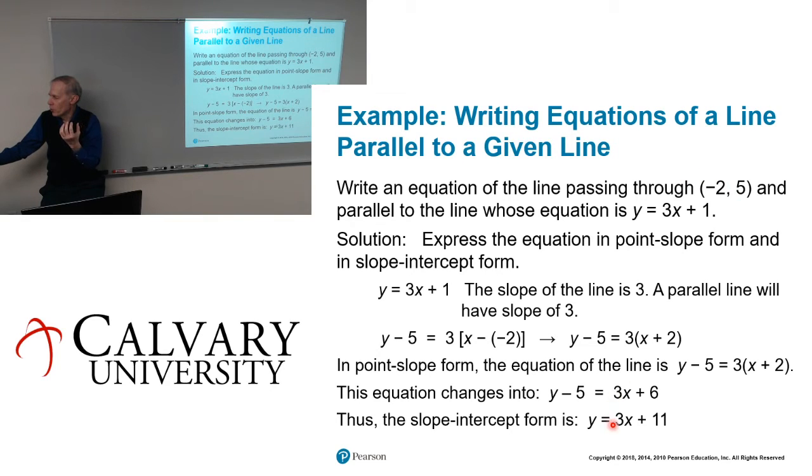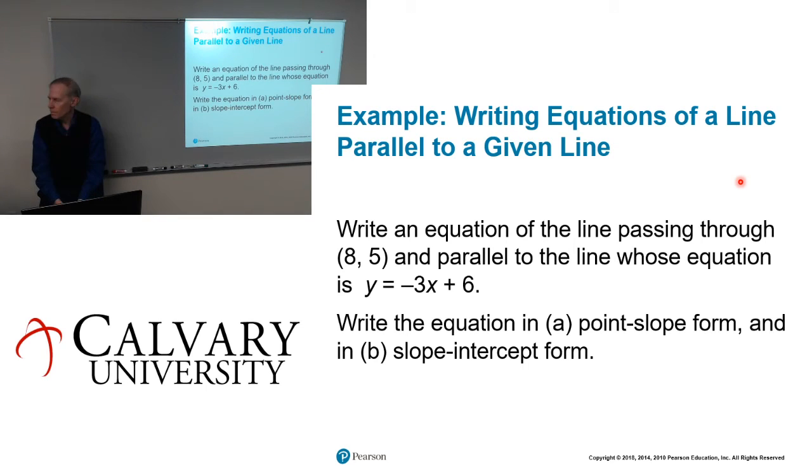substitute in -2 in place of x. 3 times -2 is -6. -6 plus 11 is 5. Y is equal to 5, and that's what that point is supposed to be, so you've got it. All right, so let's look at another example right here.